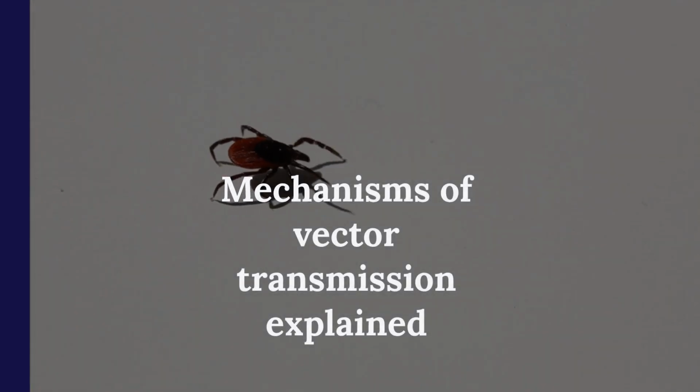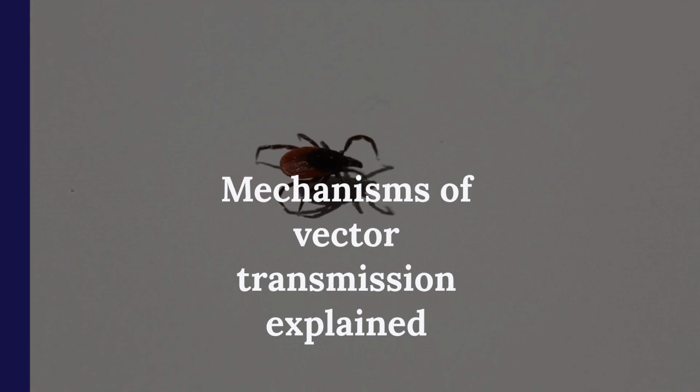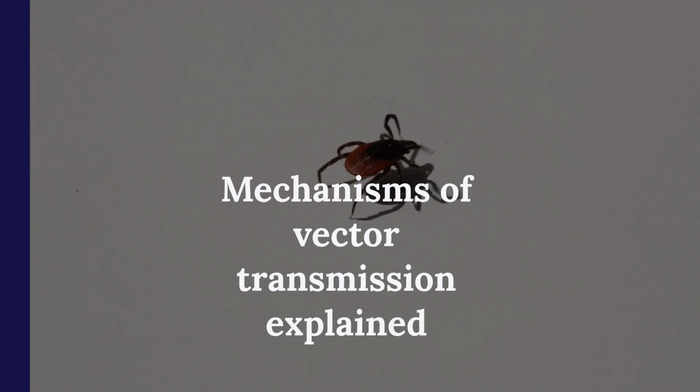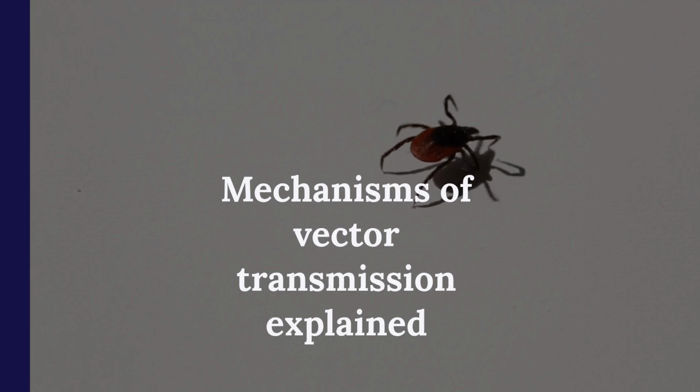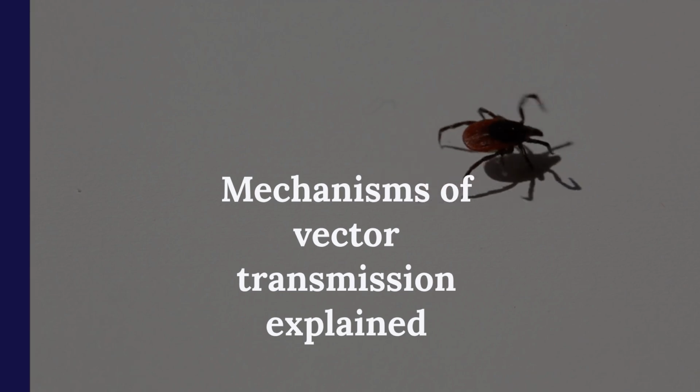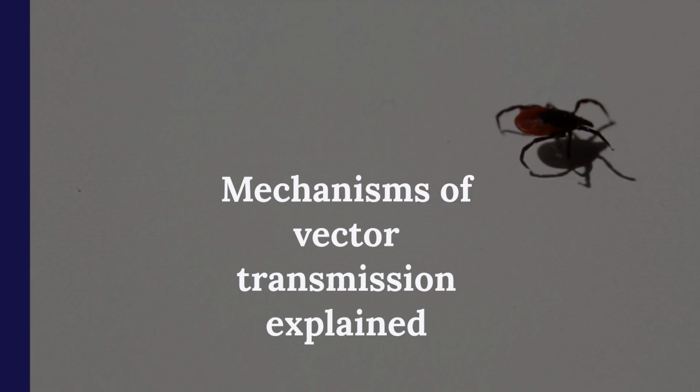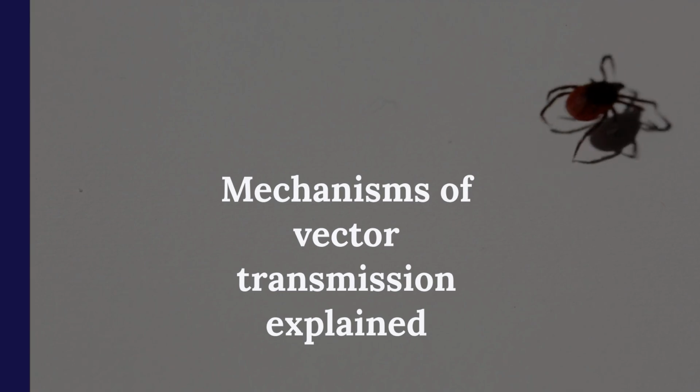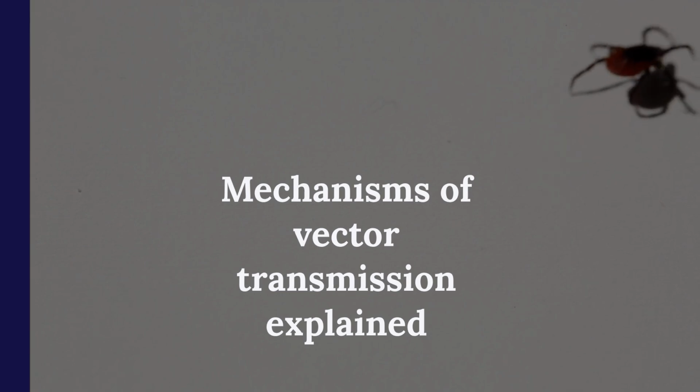Explain the mechanisms of vector transmission. Use examples like malaria, dengue, and Lyme disease. Describe the biological interaction between vector and host. This is crucial for understanding disease spread. It aligns with Learning Outcome 2.